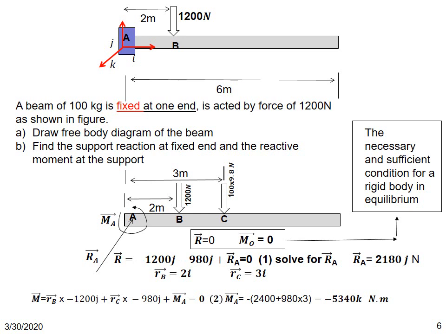So remember, the unknowns Ra and Ma can be solved in this problem straight away from the two equations, which come from the necessary and sufficient condition for a rigid body in equilibrium.